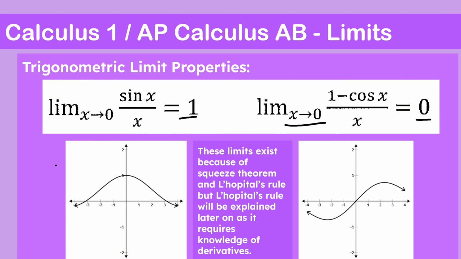So this is the graph of sine of x divided by x. You can see here as x approaches 0 from both sides, you reach a single number, 1. And for the cosine property, you can see that as x approaches 0, the function also approaches 0. Although the limit exists, f of x is not defined there.